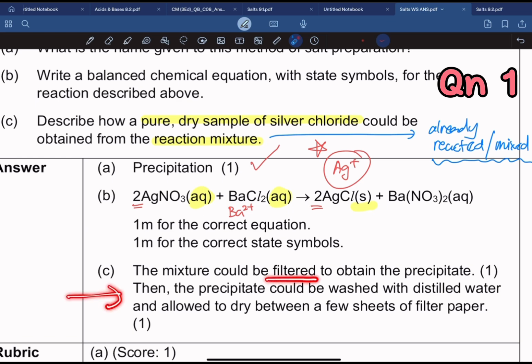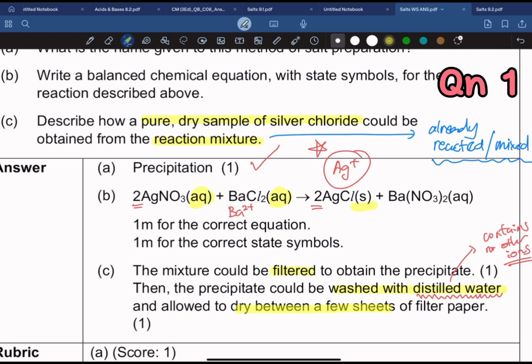You start with filtration, then wash with distilled water. Many of you did not write this part. Wash with what? Distilled water, not any water. It must be distilled water. Distilled water contains no other ions, so it's just water, and you don't want to introduce any other impurities onto whatever you're washing. Water from the tap will contain ions, and that will contaminate whatever you are washing.